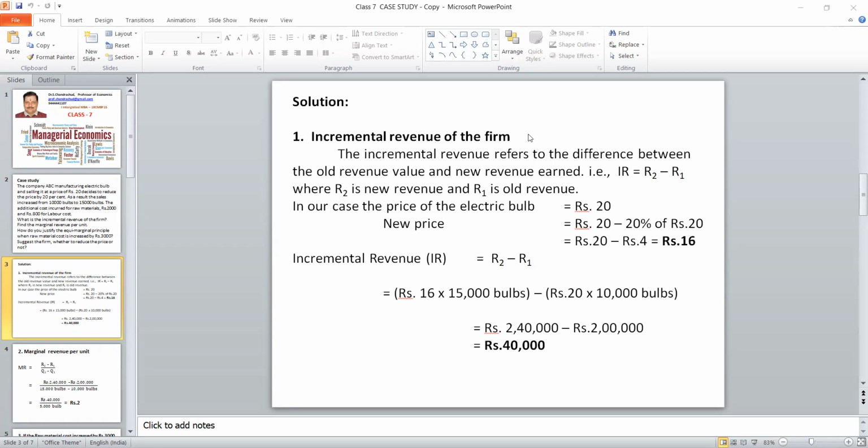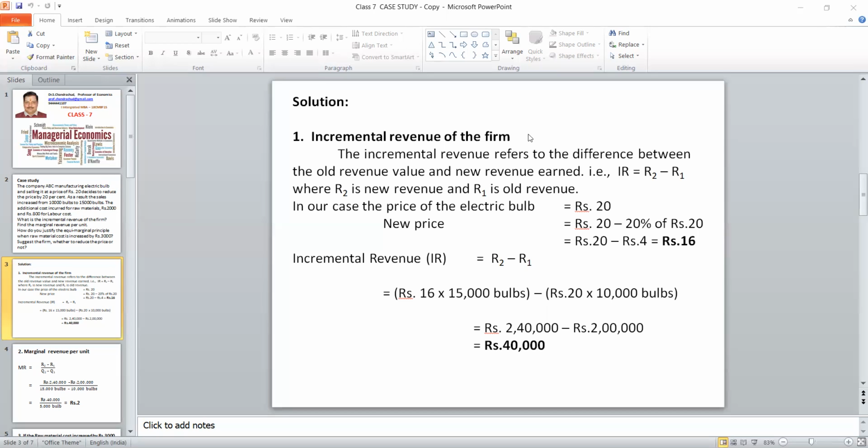I hope you understand this particular thing. I will repeat again. Now the first question is we have to calculate the incremental revenue. Incremental revenue means how much additional revenue the firm is earning. For that, we have to multiply price into quantity. So first we should know the price of the bulb. That is a 20% reduction from 20 rupees. 20% out of 100% means 1/5. So 1/5 of the price is reduced. 20 minus 4 equals 16.